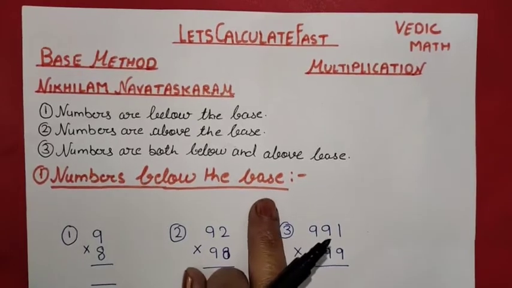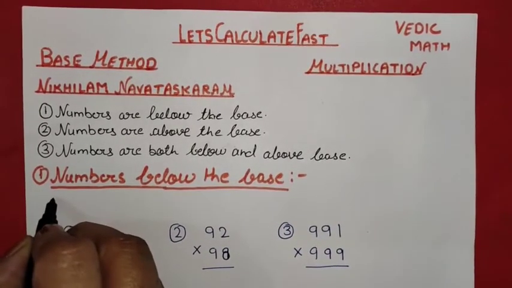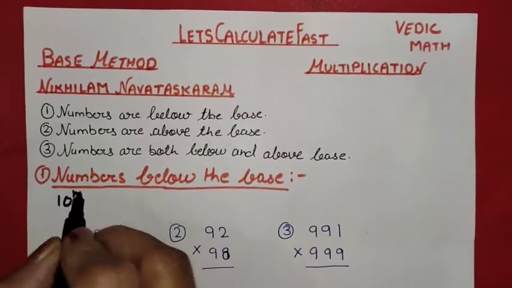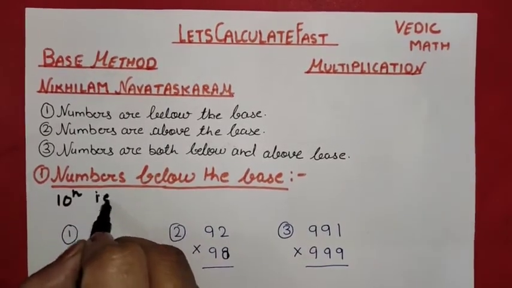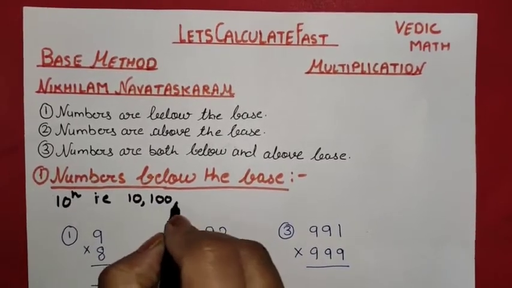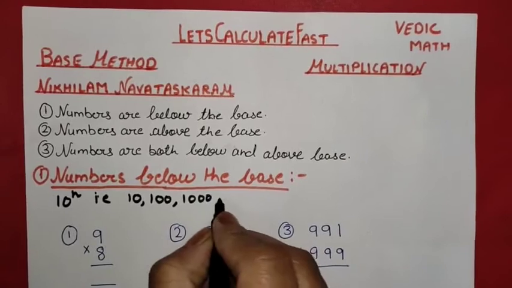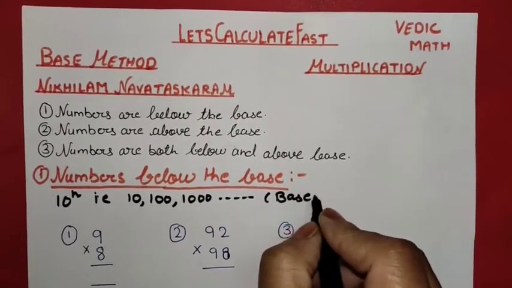Before starting with this method, let me first tell you what the base is. A base is any number of the power of n, that is, say 10, 100, 1000 and so on. These numbers are called base numbers.